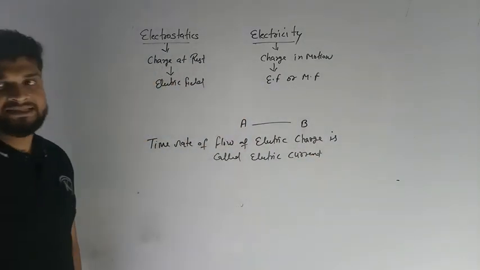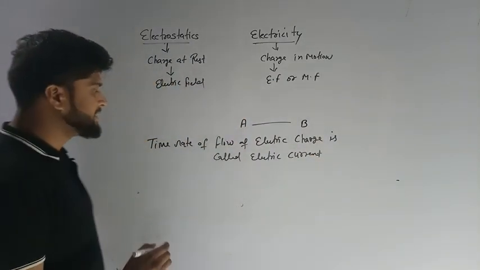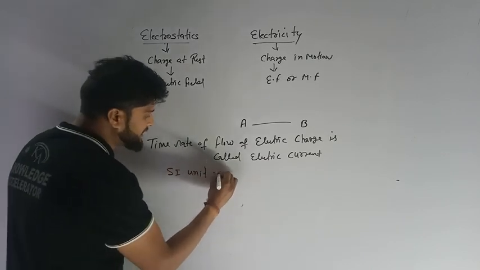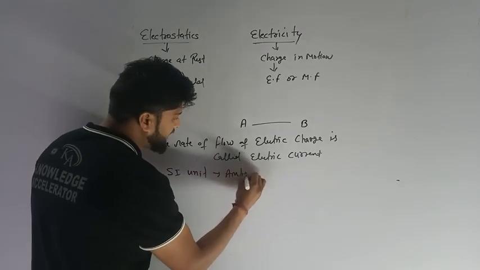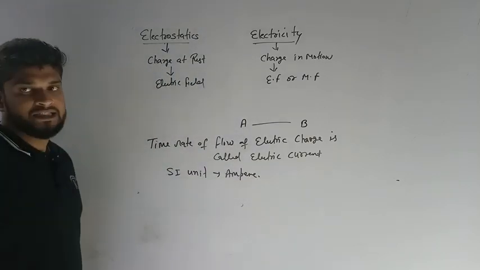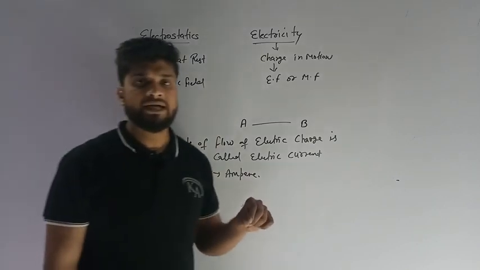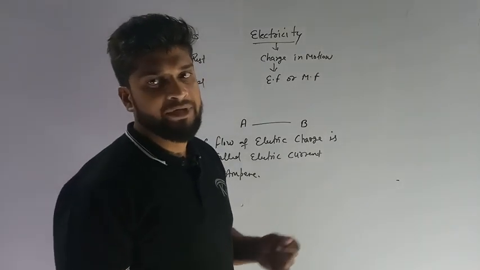Now, what is the SI unit of electric current? The SI unit of electric current is ampere. And the current is measured by the ammeter. The instrument which measures the electric current is called an ammeter.